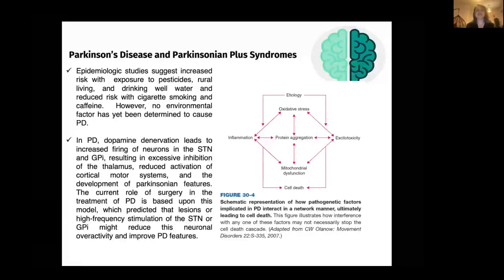And basically, the current role for surgery or procedures like deep brain stimulation has been based upon this model, because there was a prediction that lesions or high-frequency stimulation of regions such as the subthalamic nucleus or the globus pallidus interna might actually reduce this neuronal overactivity and therefore reduce that slowness, because of the inhibition of the thalamus.